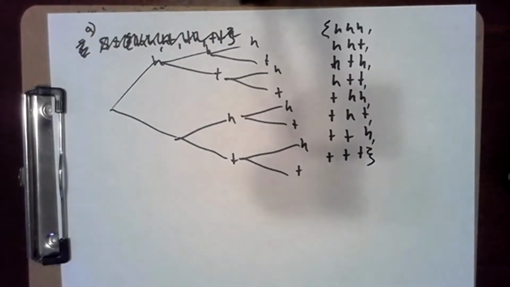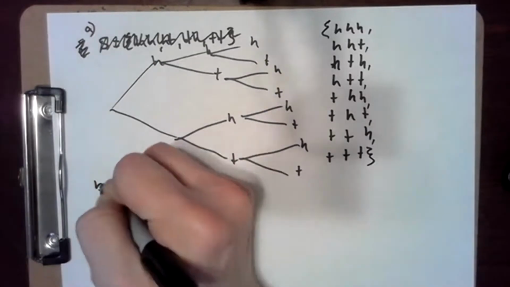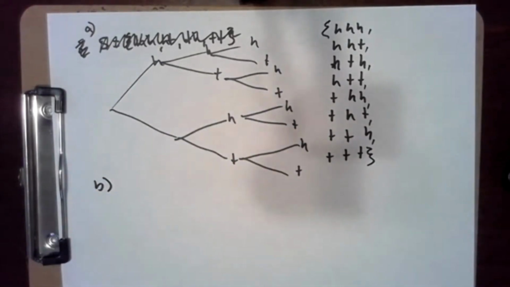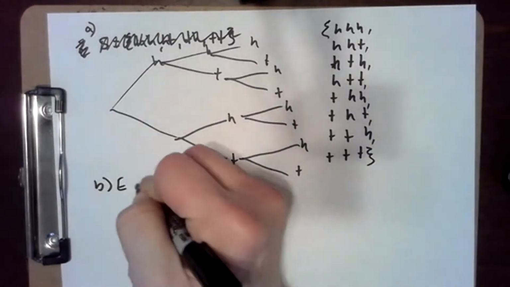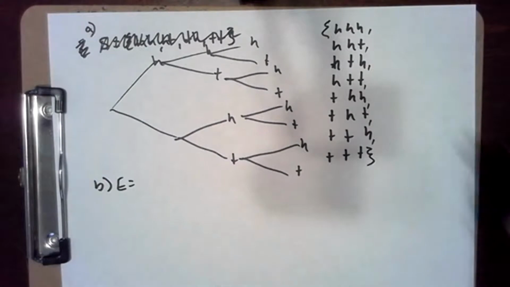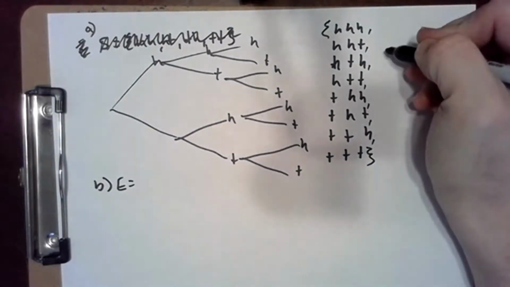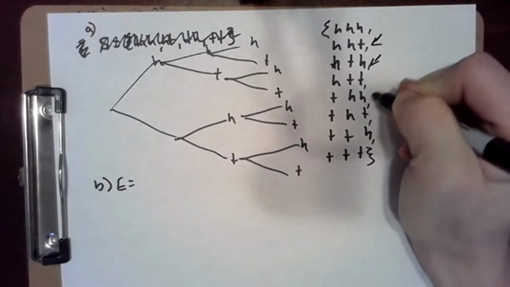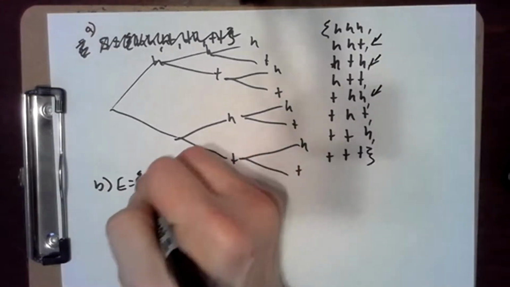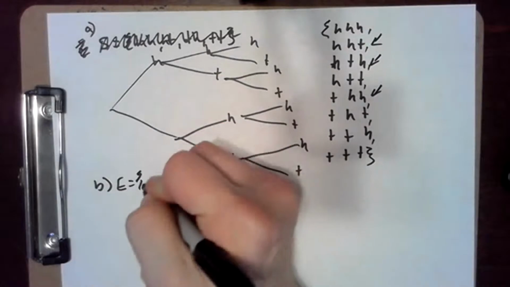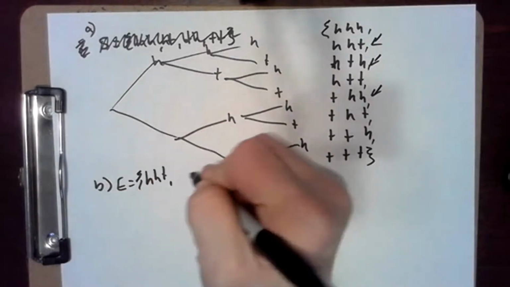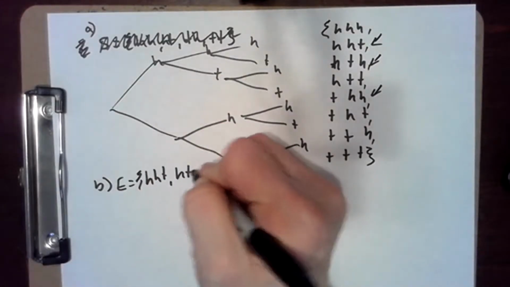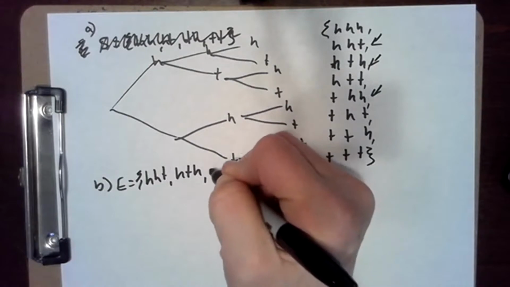So next we're looking for the event E, where there are exactly 2 heads. Okay, so we look through our list and look for the places where there are exactly 2 heads. That's HHT, or HTH, or THH. So this event is made up of HHT, HTH, and THH.